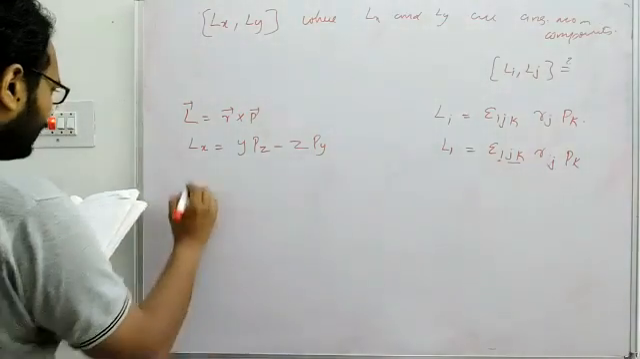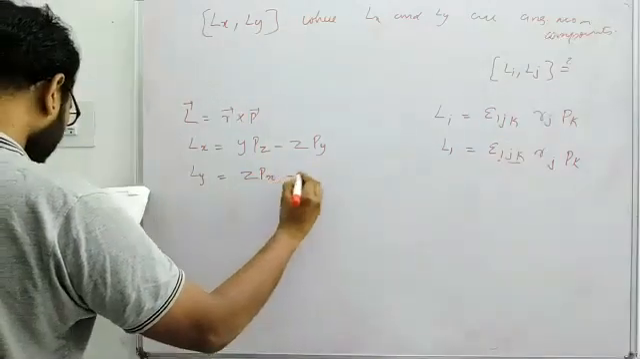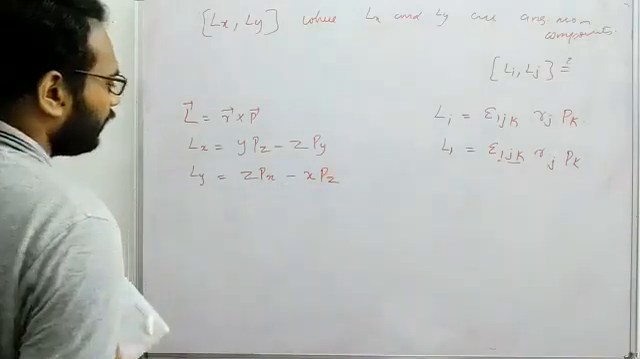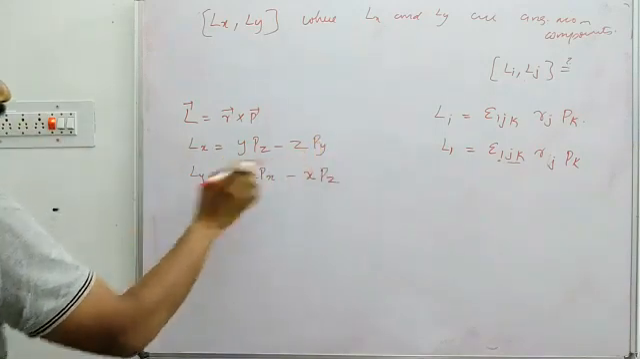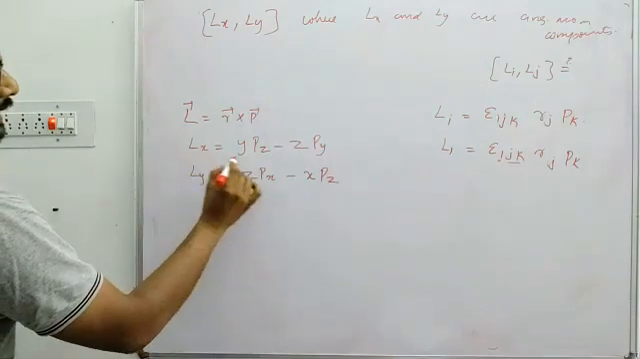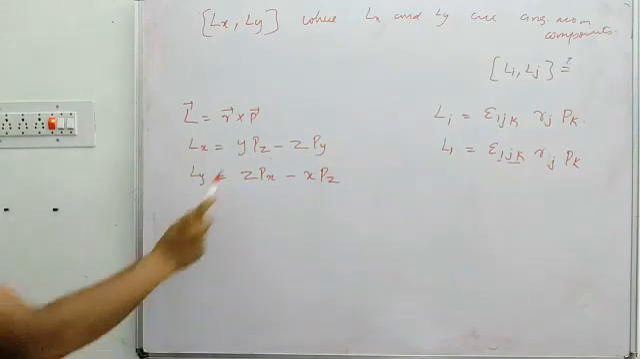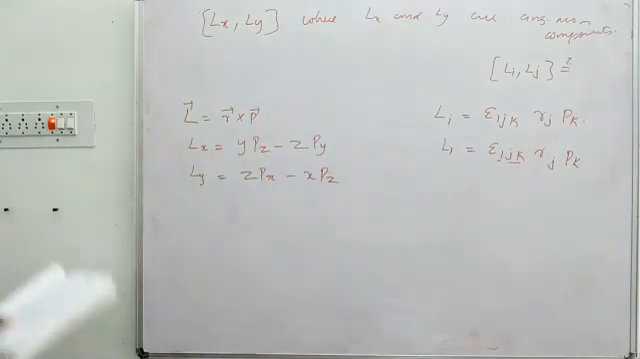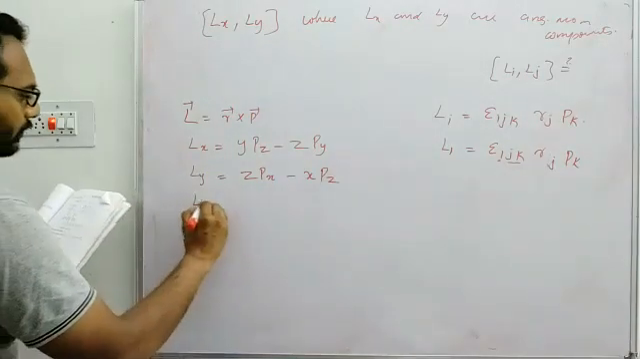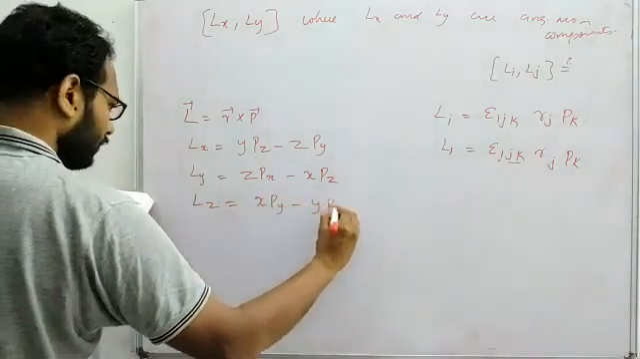In a similar way, Ly is equal to z px minus x pz. You see that if you write it like this, these come in cyclic permutations: xyz and minus xzy. It's easy to remember this. Similarly, we also have Lz equal to x py minus y px.